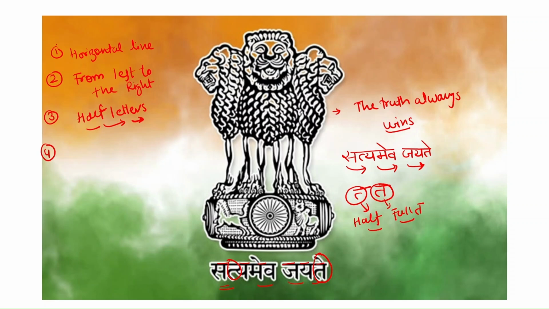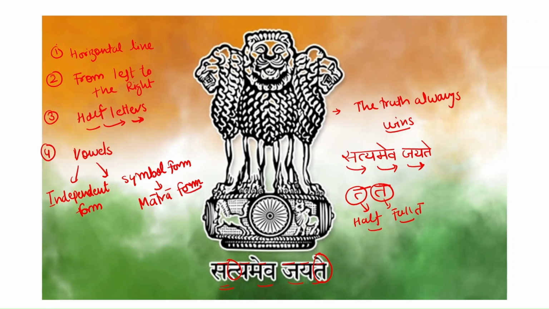Now the fourth thing, in Hindi we have vowels, and vowels have two forms: independent form or symbol form, also called matra form. Let me explain it with an example.